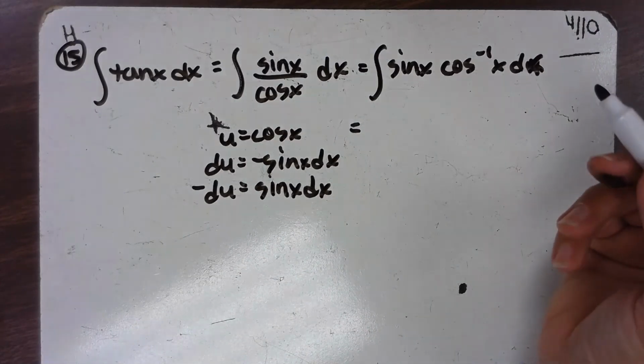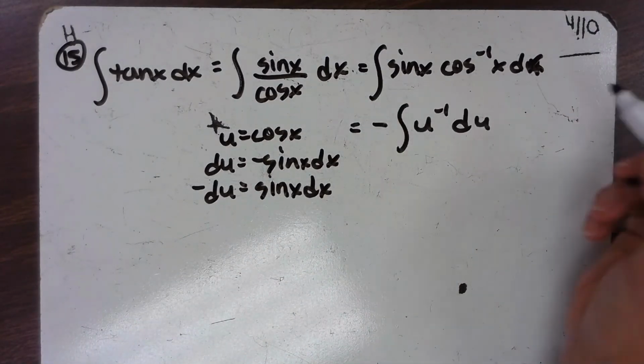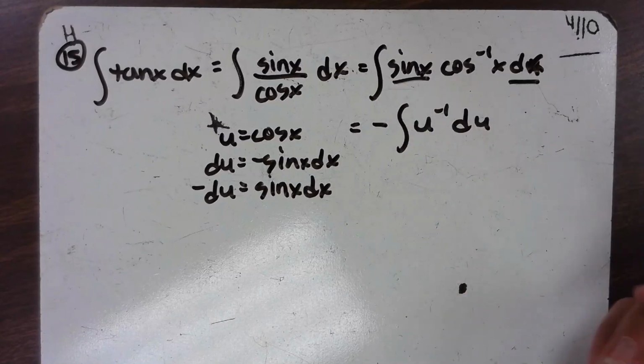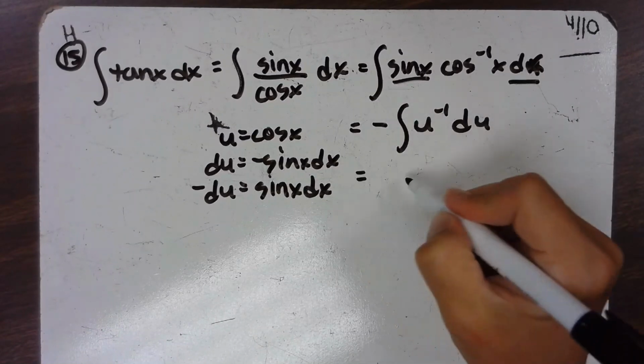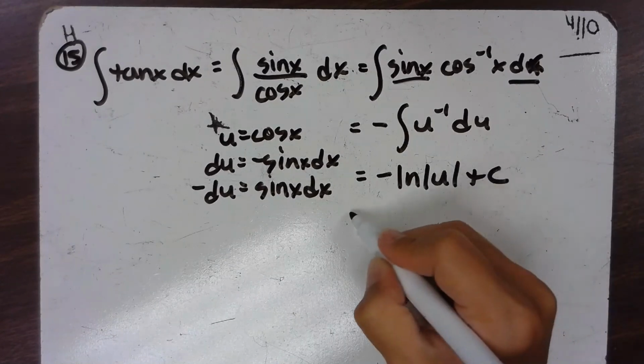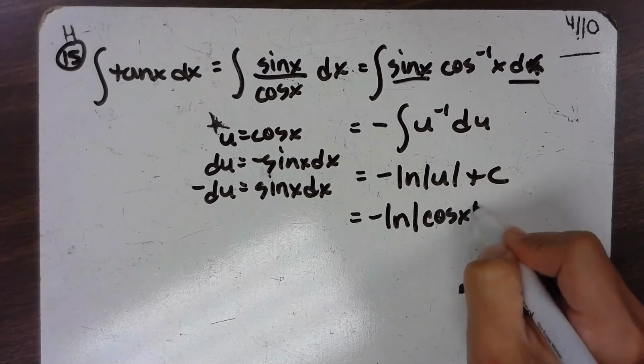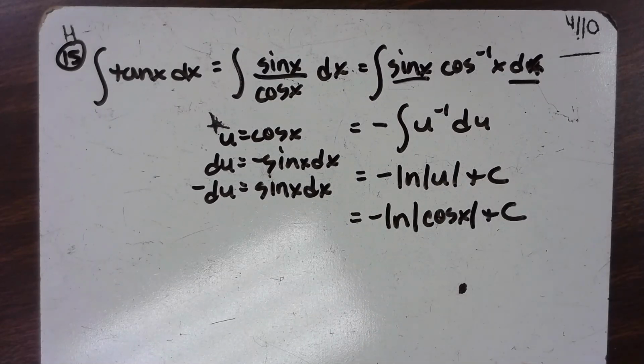All right, so here it's going to be negative u to the negative 1 du, because I had the sine x dx, I just didn't have the negative. All right, so this is negative ln absolute value of u plus c. Now go replace the u. And my final answer looks like that.